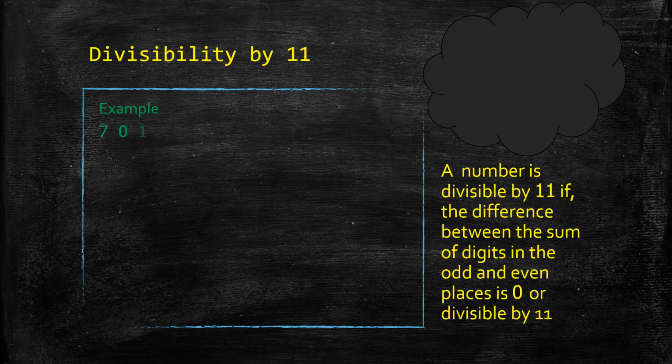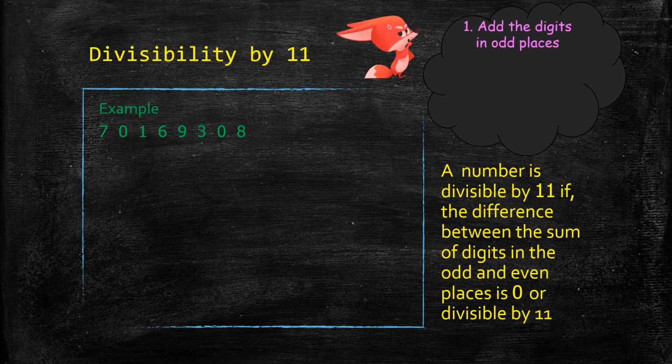One more example. See, we have one number here. Foxy is going to tell you something. Add the digits in the odd places. Shall I underline it for you? Yeah, so add the digits that are underlined in blue. Sum of the odd digits is 17.